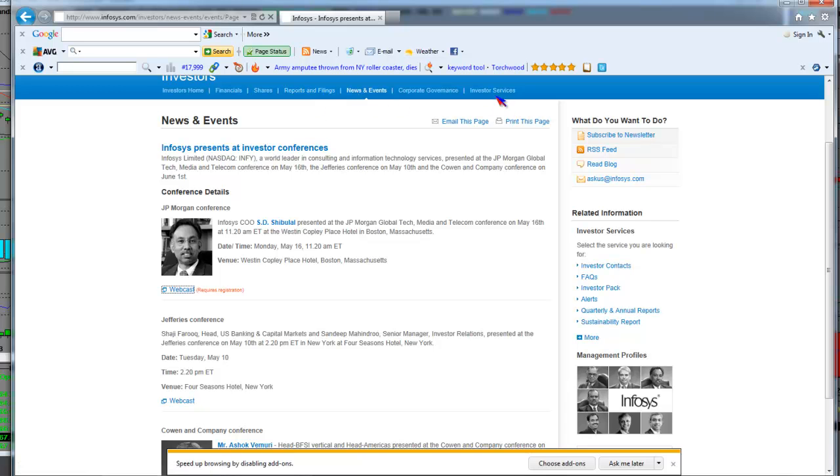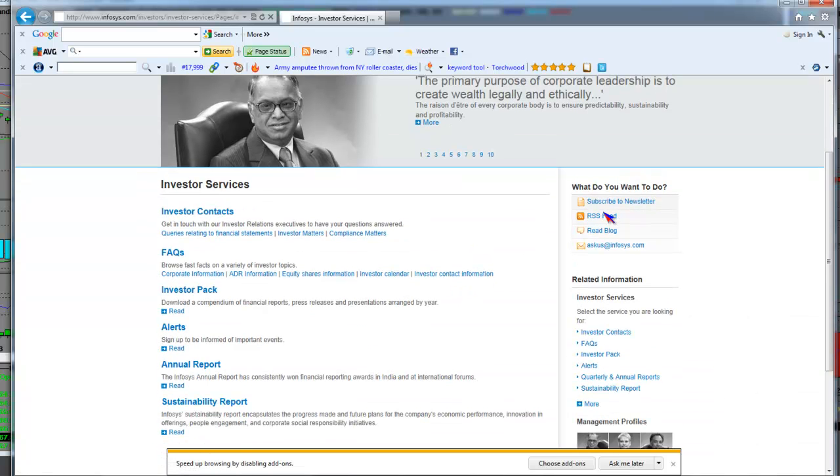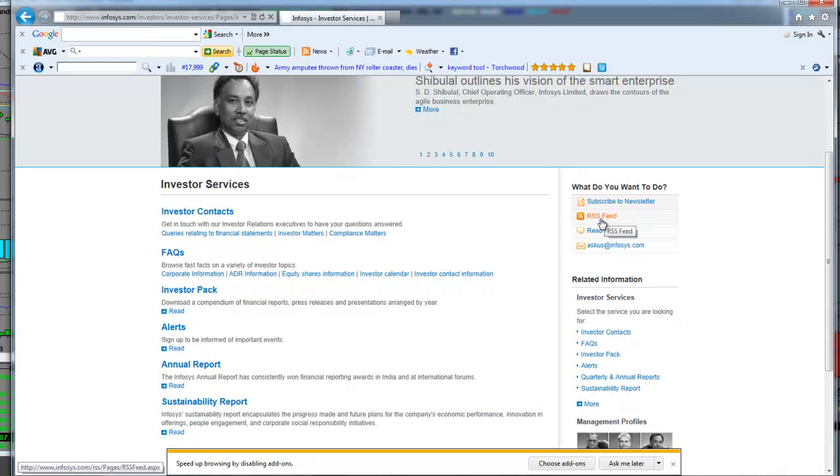Okay, the Investor Services tab is, once again, you're going to have this menu here, get to the RSS feed, because anything that comes out, any headline news that's going to come out, you're going to get updated.